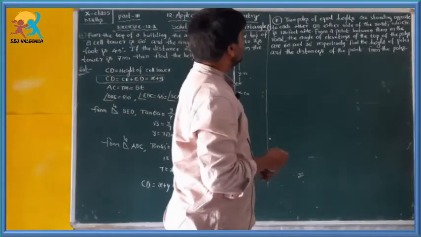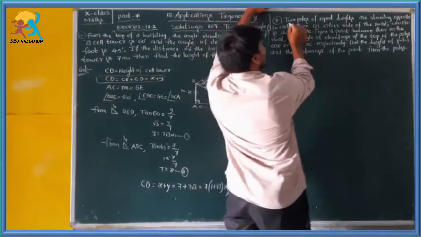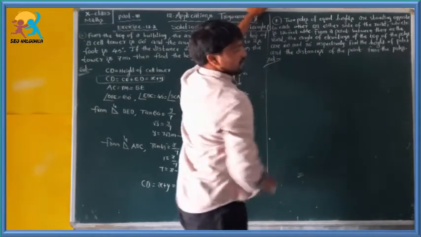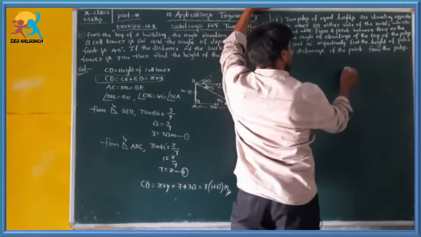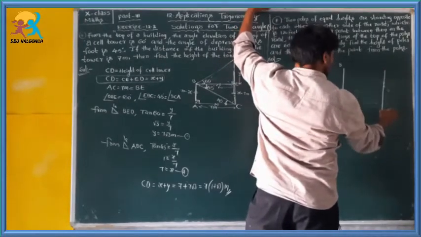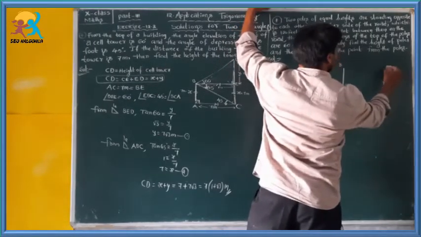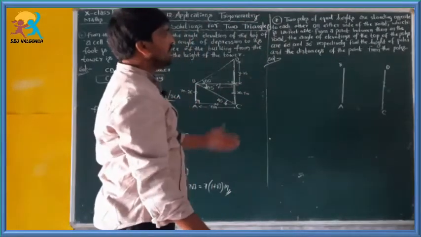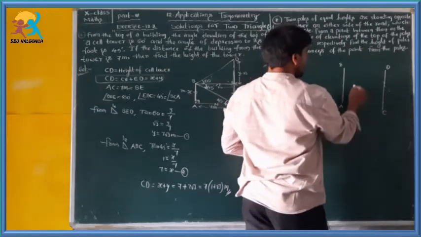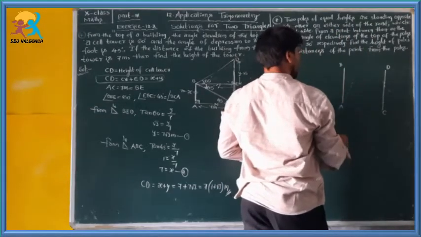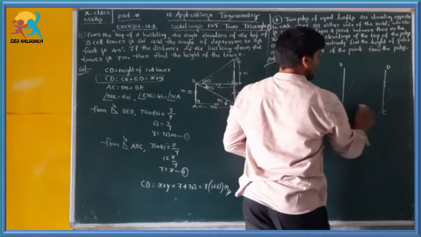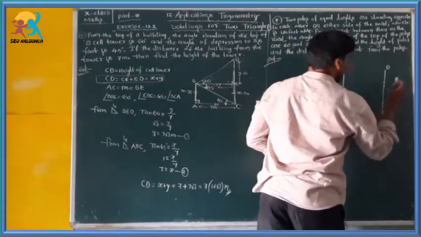So, 7th question, let us see the 7th question. Two poles of equal heights. Here it is given that there are two poles and they are equal in height. Consider two poles: AB is the first pole and CD is the second pole. They are standing opposite to each other on either side of the road. This is the road.